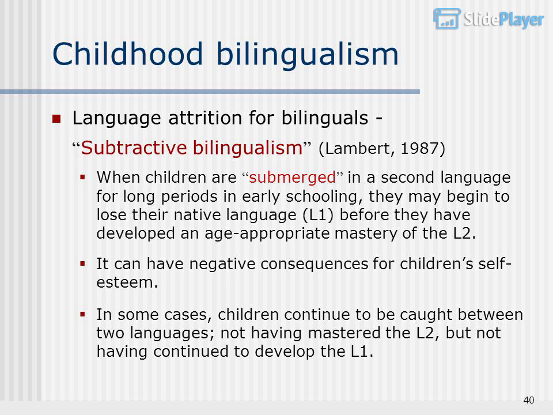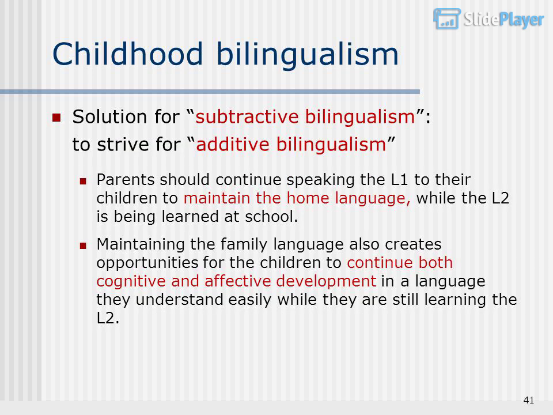Language attrition for bilinguals. Subtractive bilingualism, Lambert, 1987. When children are submerged in a second language for long periods in early schooling, they may begin to lose their native language, L1, before they have developed an age-appropriate mastery of the L2. It can have negative consequences for children's self-esteem. In some cases, children continue to be caught between two languages, not having mastered the L2, but not having continued to develop the L1. Childhood bilingualism.